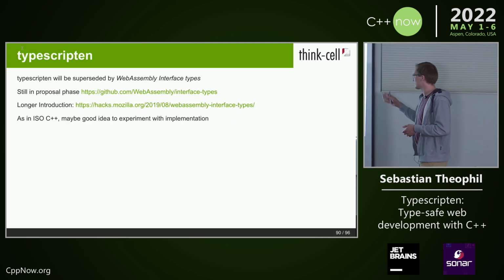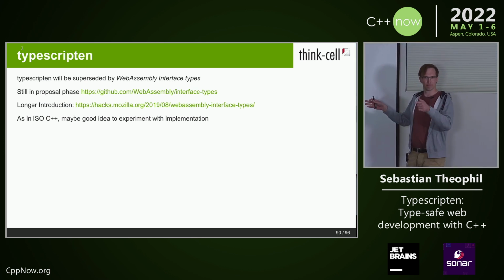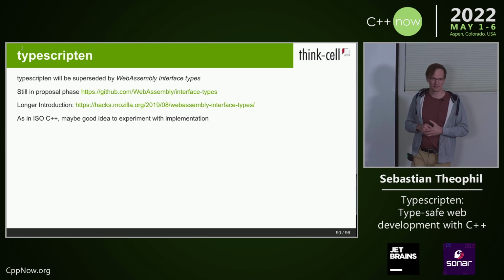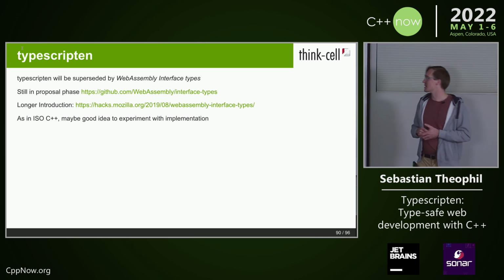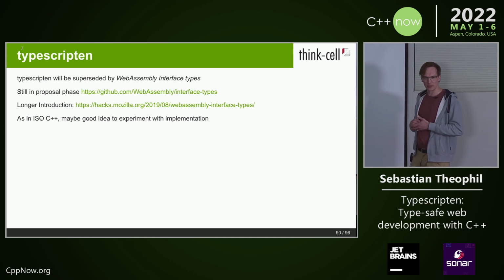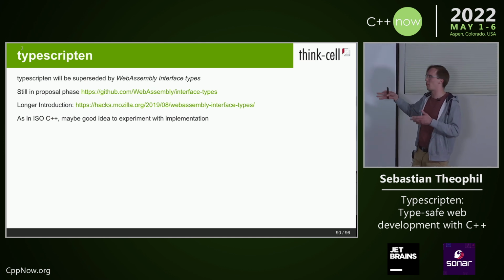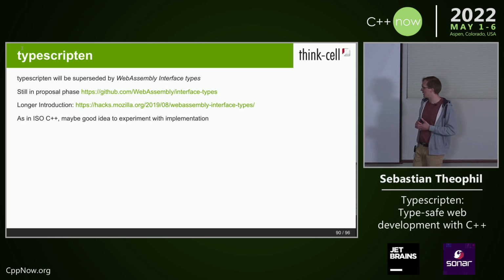Now, there are some caveats. So this project might be superseded. There's a proposal called WebAssembly interface types, which should make it possible for WebAssembly to directly call methods on JavaScript objects. But that's still very early, and as with the ISO standardization, it's probably a good idea to experiment a bit with such features before you standardize them.